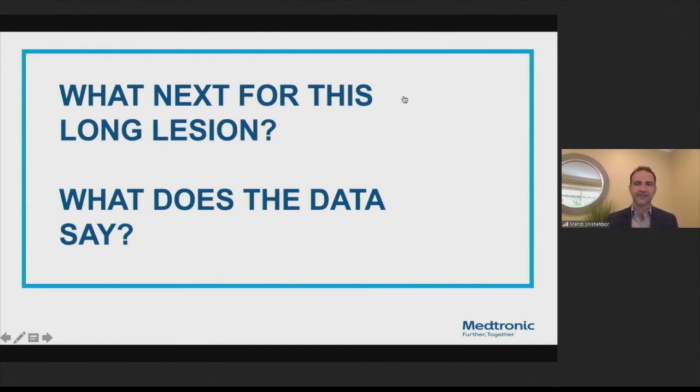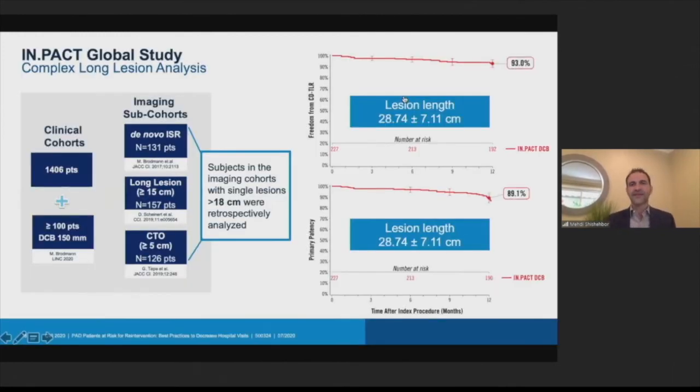Honestly, I think this is a silly question these days. There is no doubt in my mind that the treatment of any lesion, especially a long lesion, regardless of whether you do an atherectomy or not, should be DCB. And the question is, how do DCBs perform in long lesions? We have a lot of data to show us this. I would argue that in long lesions, you should be even more willing to use DCB than in the short 3-4 centimeter lesions.